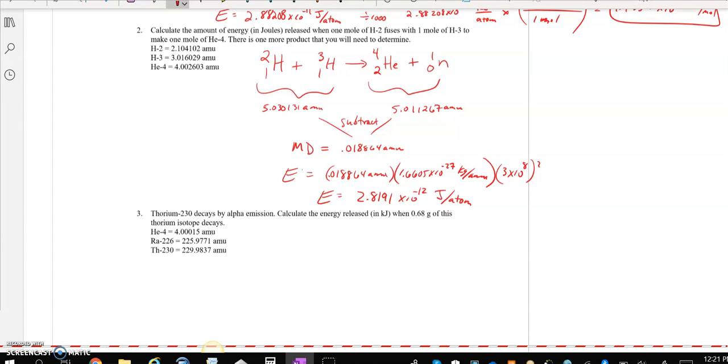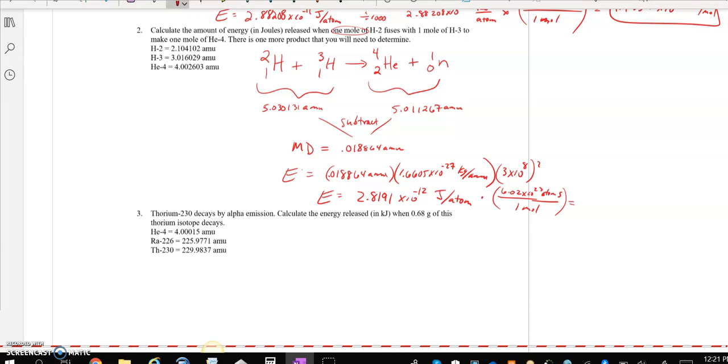Now, since our answer wants when 1 mole of deuterium fuses with 1 mole of H3, we need to change this per mole. So 6.02 times 10 to the 23rd atoms for every 1 mole in an atom. And again, this could be talking about atoms of anything here. It's a 1-to-1 to 1-to-1 ratio. All of the coefficients in front of all of our reactants and products, they're all ones.